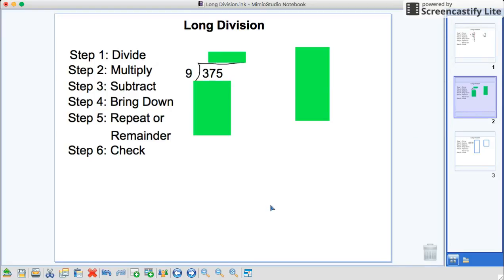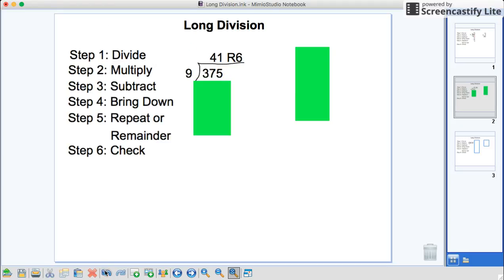Welcome back. We're going to try another problem. This time we're going to have a remainder. Again, my first step is to divide. So I'm going to divide 37 divided by 9. And I'm going to get a 4.